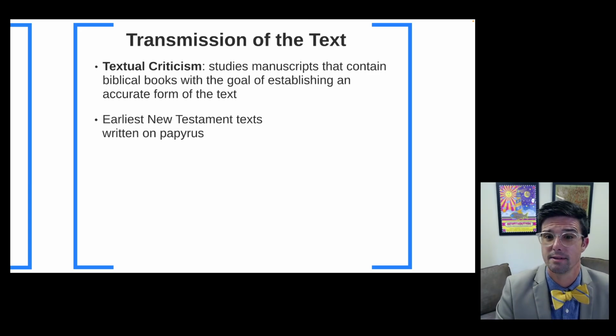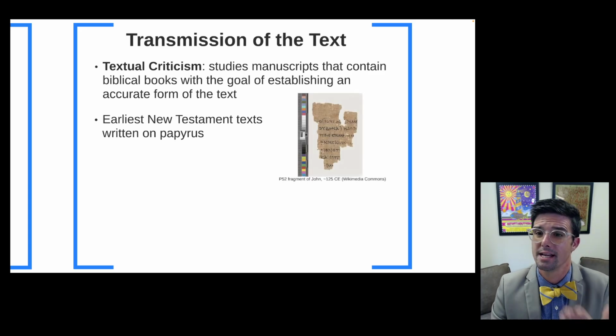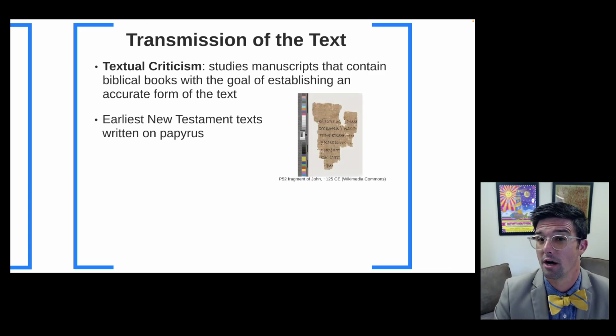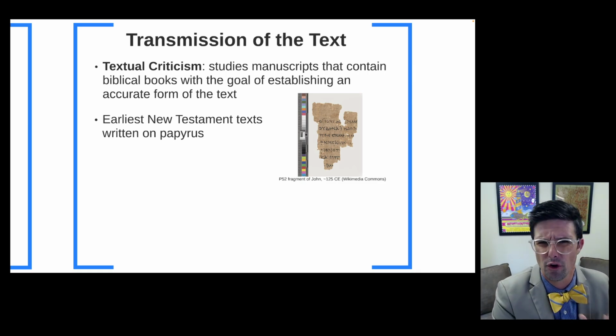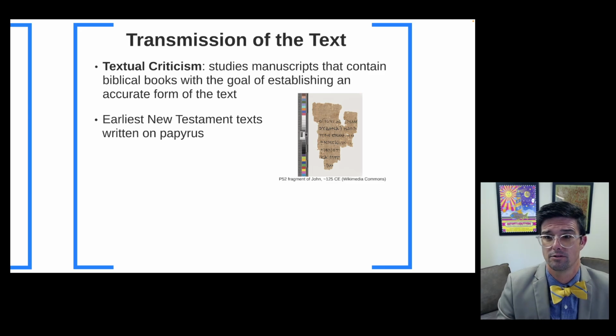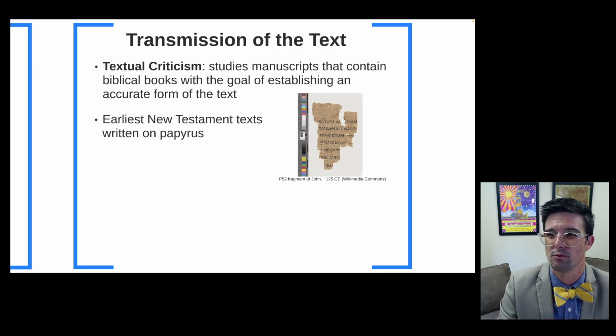The earliest New Testament texts are going to be written on papyrus, and here we have a fragment of John, by many counts dated to around 125 CE, called P52, or the John Rylands papyrus. This is, by most counts, one of the earliest fragments of a New Testament text, and it is written on papyrus, a certain kind of paper or written medium. And again, when we talk more about textual criticism, we'll talk about what exactly papyrus is.